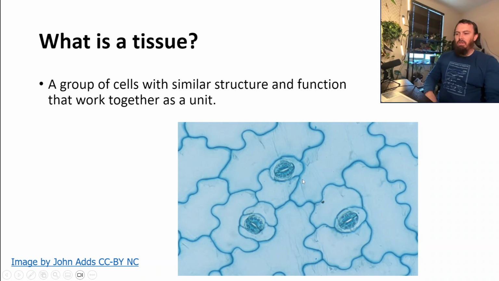You can see in this picture, this is the surface of a leaf, and this is made out of dermal tissue. So you have pavement cells that are working to protect the leaf. You have the stomata surrounded by the guard cells, which are allowing gas exchange, and together those are making a tissue. They're performing a similar function of regulating gas exchange at the leaf surface and protecting the leaf from desiccation and damage.